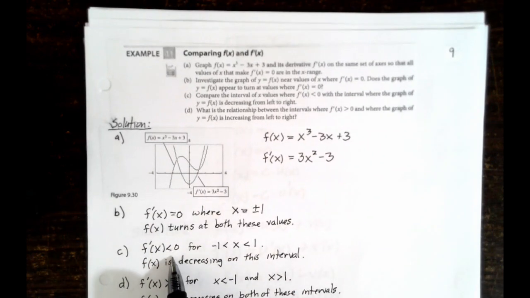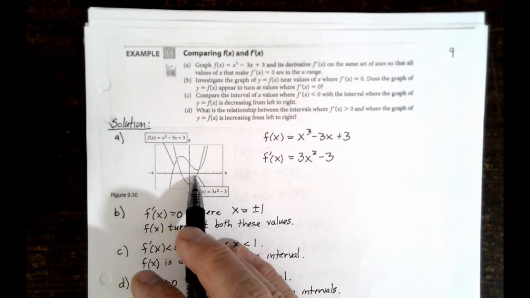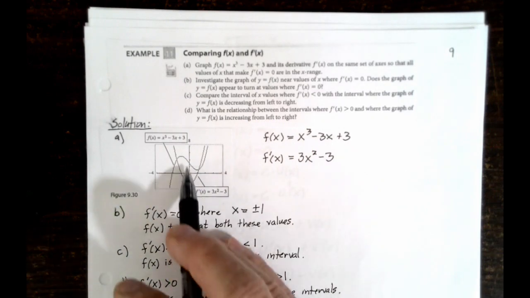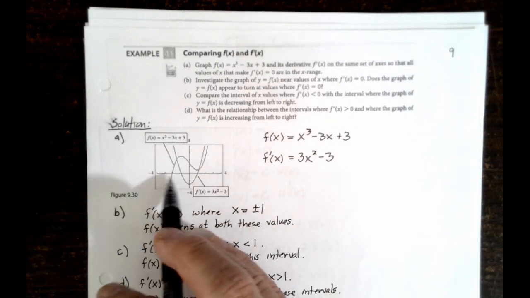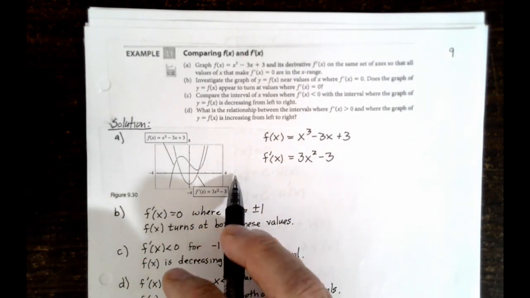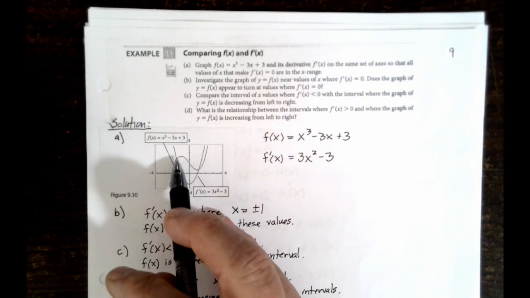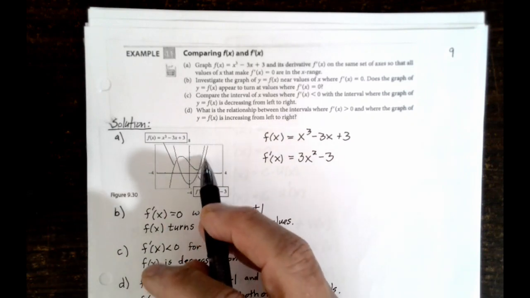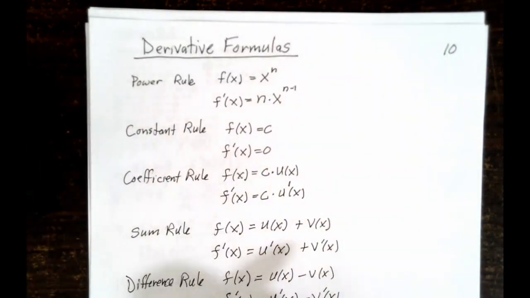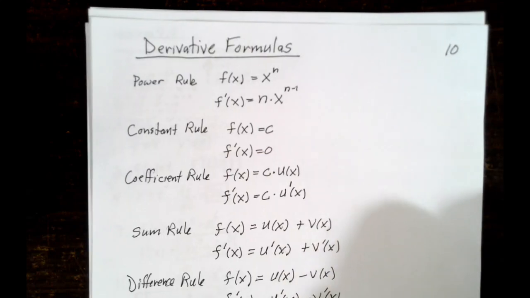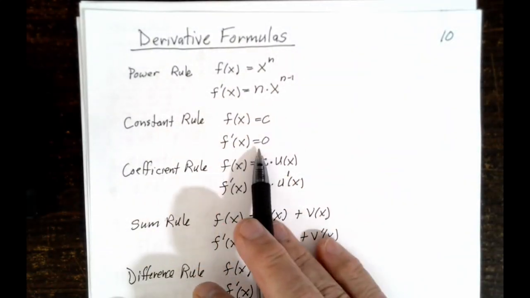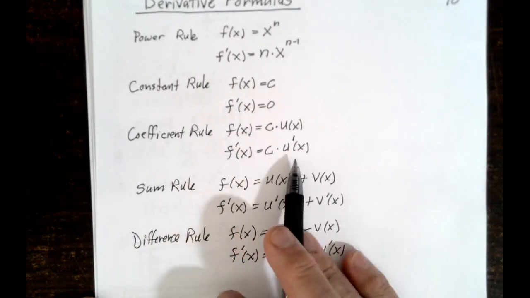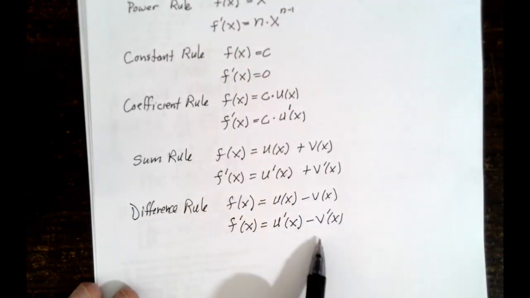Now where is the first derivative negative? Well, it's between minus 1 and 1, and that's where the original function is decreasing. Now where is the first derivative positive? It's less than negative 1 and greater than positive 1, so that's where this function is increasing. So here are the basic rules that we have learned in this section: the power rule, the constant rule, the coefficient rule, the sum and difference rule.